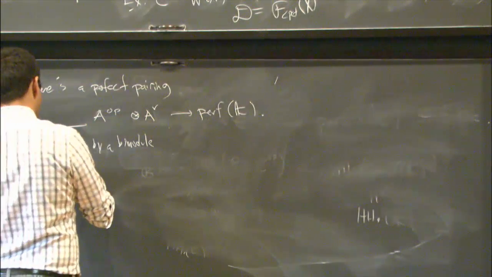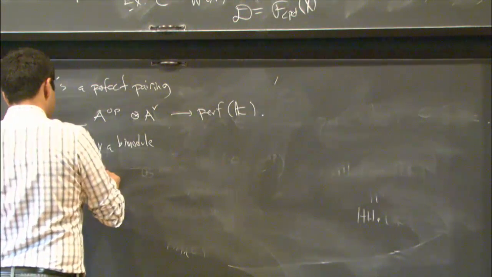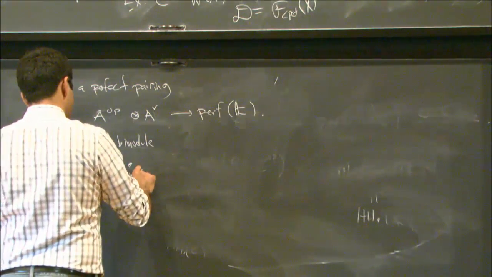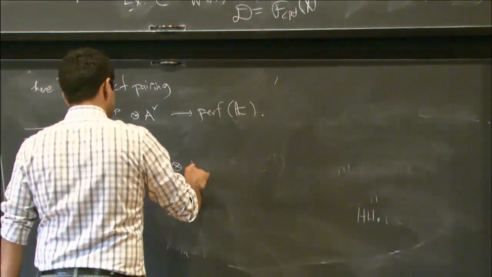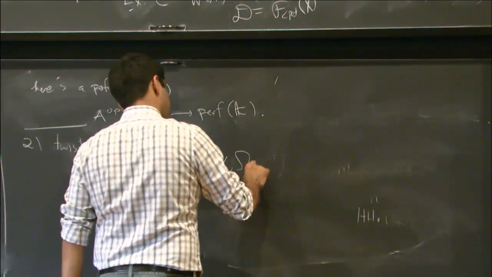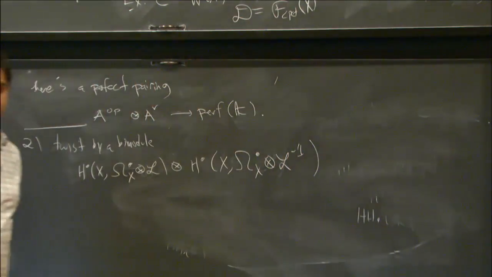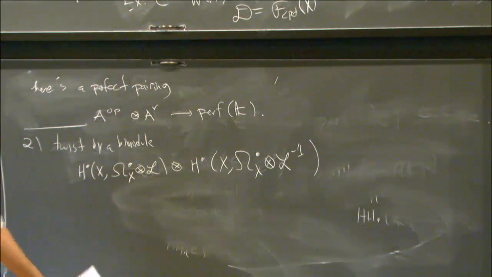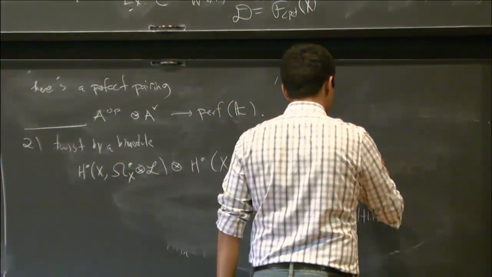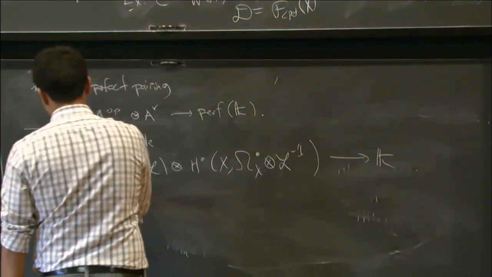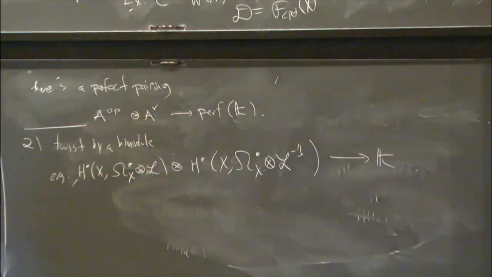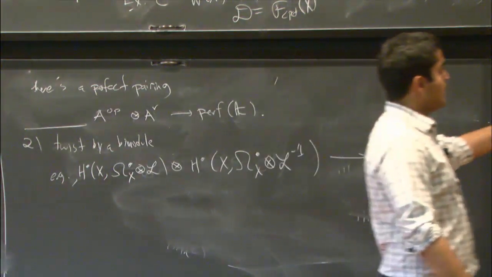What do I mean by that? Well, if you think about this Mukai pairing, you could just as easily write an integration pairing between forms twisted by a line bundle and forms twisted by the inverse line bundle to K. So in the commutative setting, that's what I want to generalize.